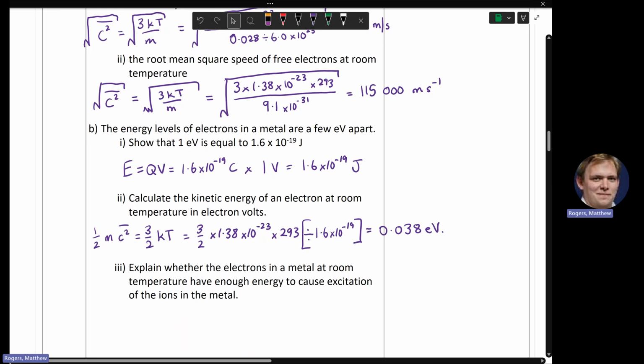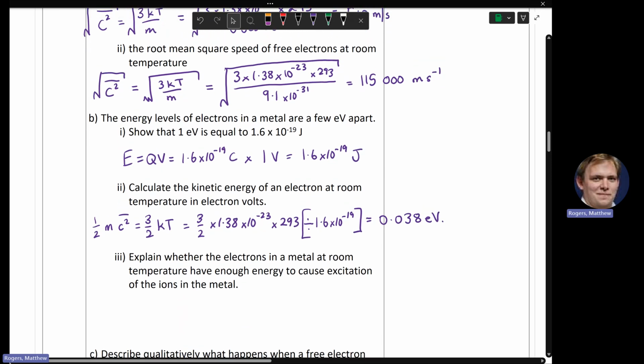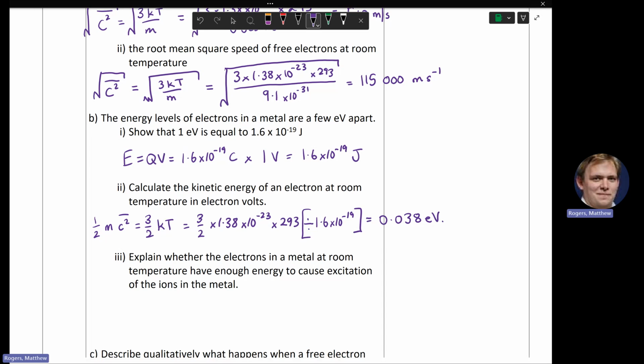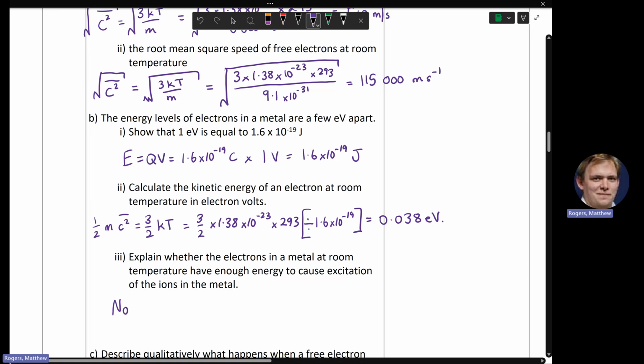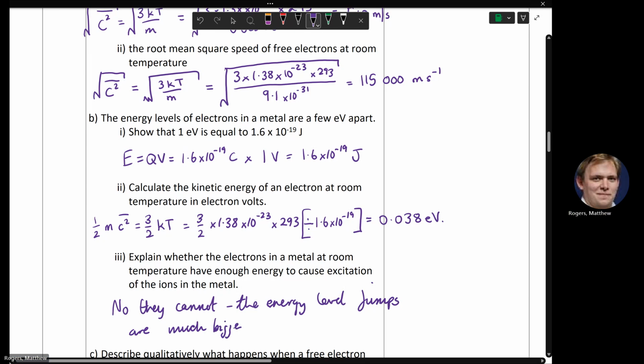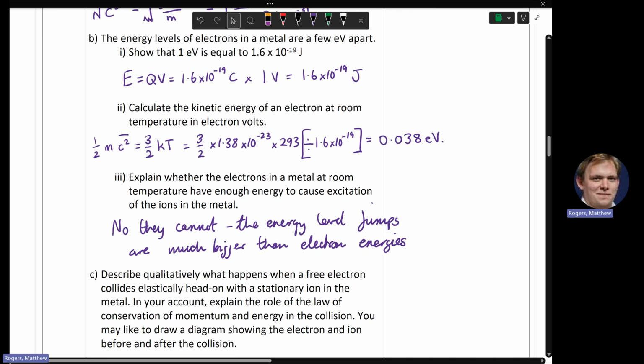Explain whether the electrons in a metal at room temperature have enough energy to cause excitations of the ions in the metal. So it told us up here that the energy levels are a few electron volts apart. So no, they cannot. The energy level jumps are much bigger than the electron energies, which is good news, because otherwise we'd be having the atoms in the metal getting excited all the time by the electrons.